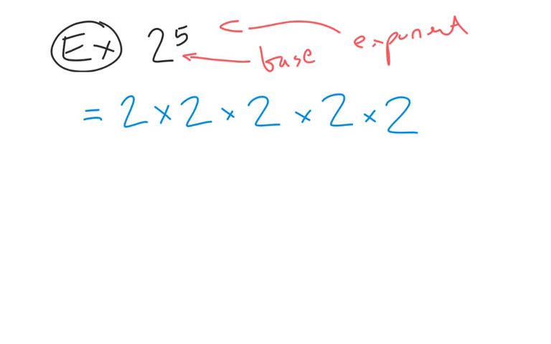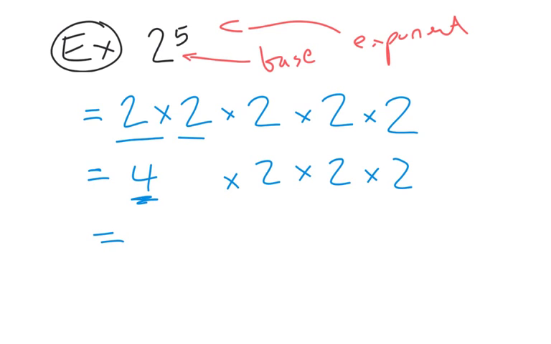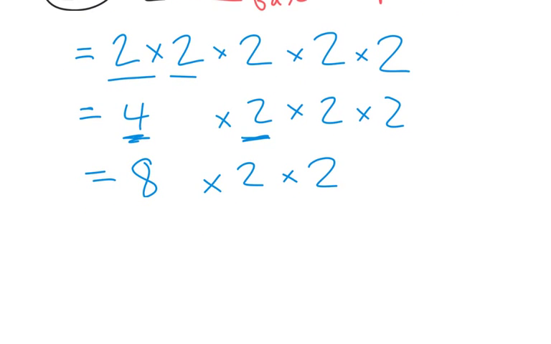At this point, you can go ahead and use mental math, or you can use a calculator. I'm going to do this step by step. So first of all, let's take a look at 2 times 2, which is 4. Everything else stays the same. And then I'm going to take a look at this 4 and that 2. 4 times 2 is 8. Those other multiplied by 2s stay the same. We're going to continue this on. I'm just going to move this up a little bit.